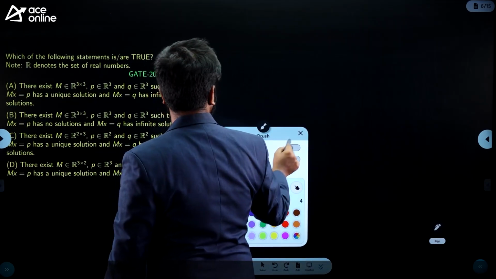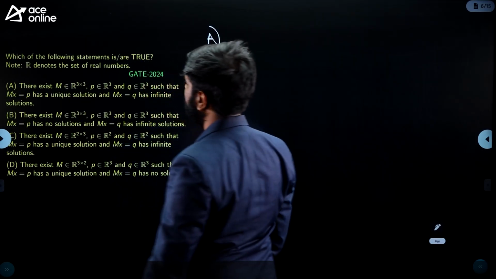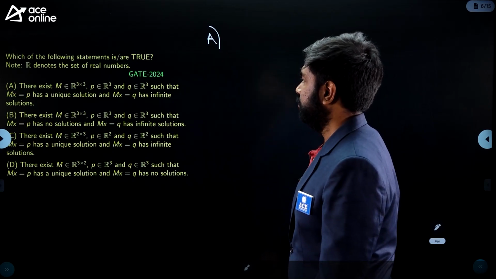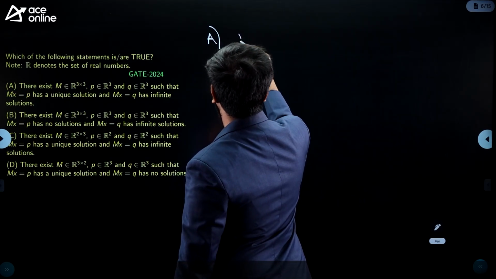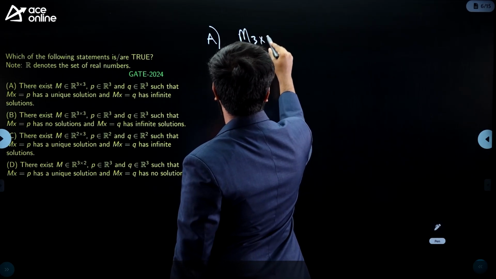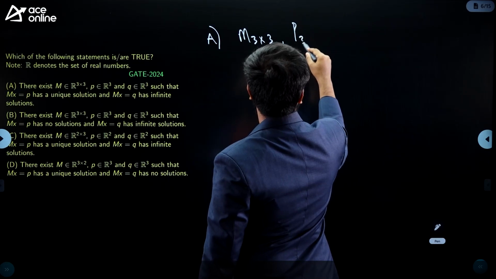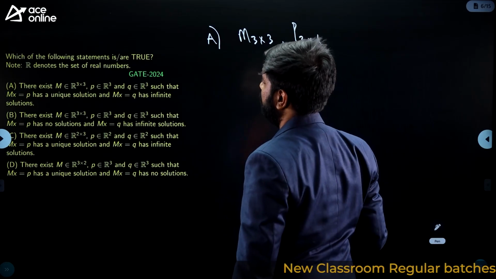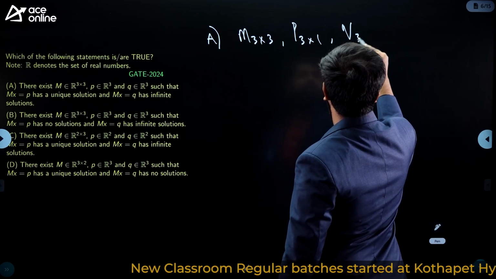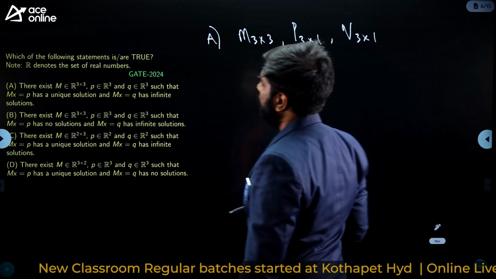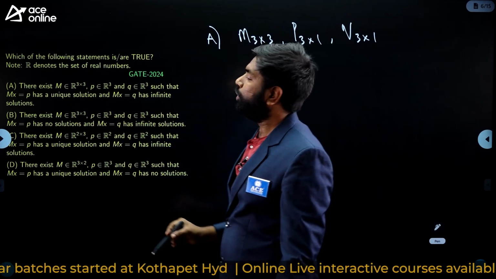Let's start with option A. So what do they say in option A? M is a 3 cross 3 matrix. P is a 3 cross 1 vector. Q is also a 3 cross 1 vector. And they also say that Mx equal to P has unique solution.